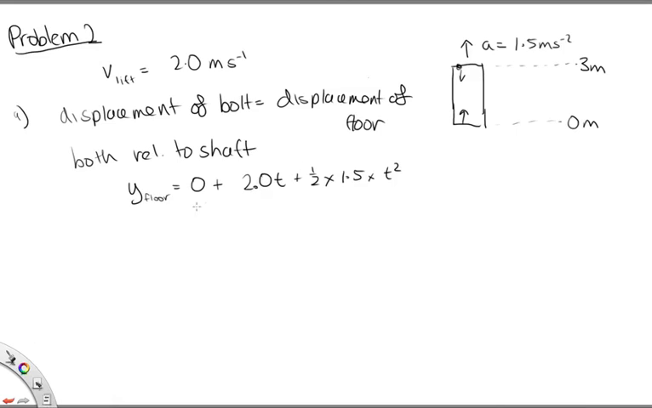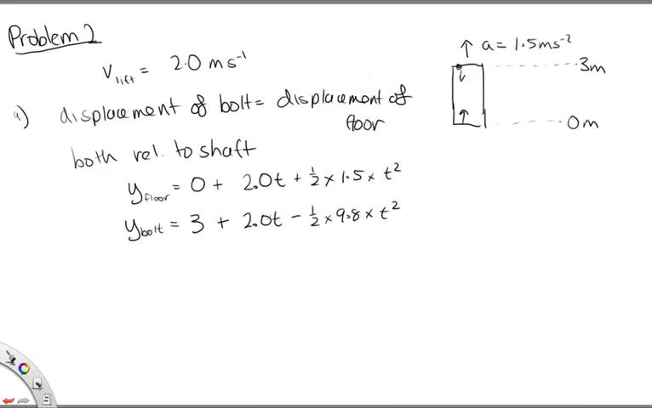Now what we need to do is write down a similar equation for the bolt. So y of bolt, now the initial displacement of the bolt is 3 meters above the floor. So this is 3. The initial velocity of the bolt, well initially it's attached to the lift, so it has the same initial velocity as the lift. So that's 2.0 t. But its acceleration is in the opposite direction. It's down and it's got magnitude g, which is 9.8. So this is minus a half times 9.8 times t squared.